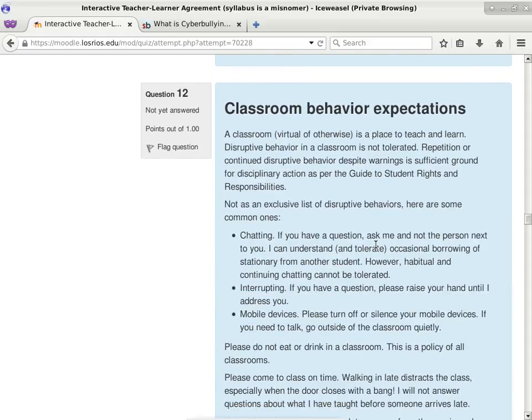Classroom behavior. The one thing that upsets me the most is disruptive behavior that stops other students from learning. That's the one single thing that upsets me. If someone falls asleep in the classroom, that doesn't bother me as long as there's no major snoring.